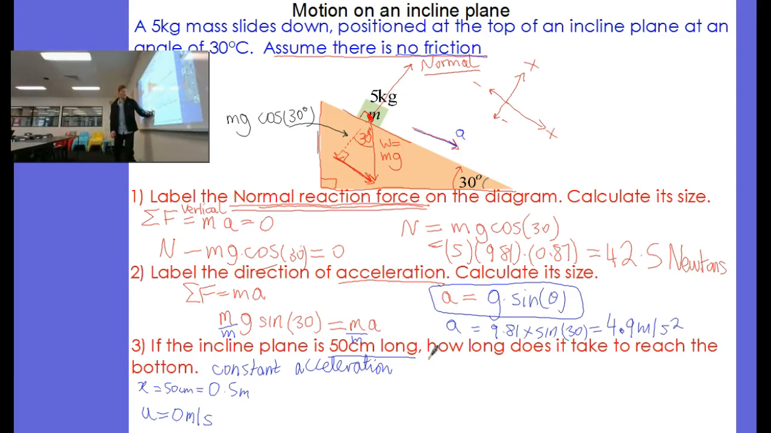And how long does it take? So what's the goal of the question? Calculate time. Okay, so I have an acceleration a, I've got a displacement x, I've got an initial velocity of 0, and our job is to determine the time. So what kinematic rule allows us to calculate time? There's time in it, there's displacement, there's initial velocity, and there's acceleration. Who can identify the key rule?